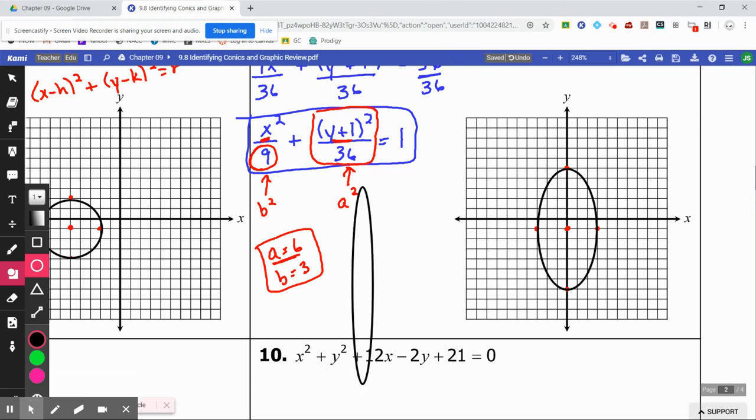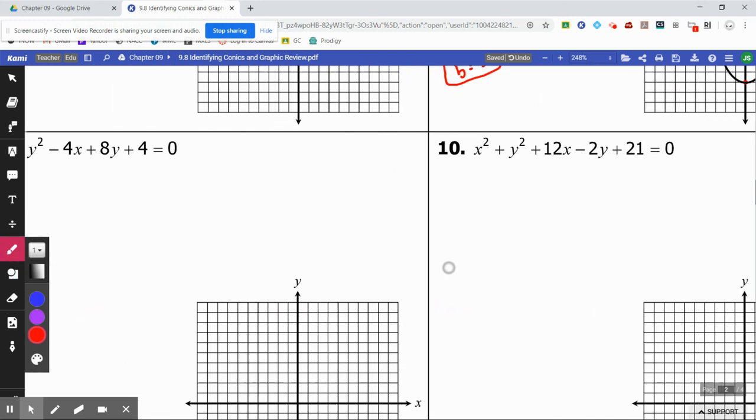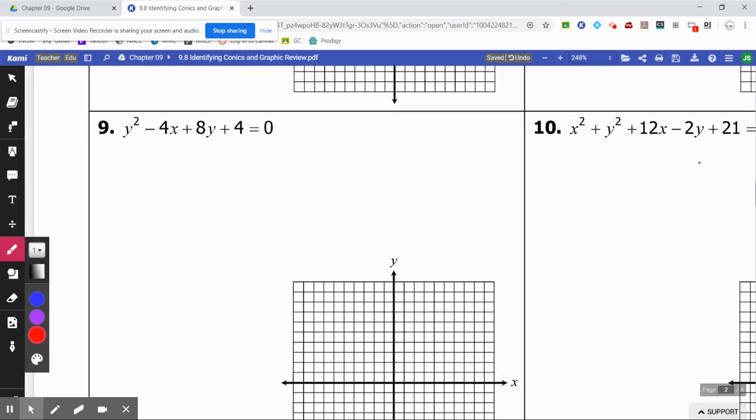Number 11. Let me erase that. Or excuse me, number 9. Notice that only the y is being squared, so this is going to be a parabola. Let's group all of our y stuff together. Everything else moves to the other side.